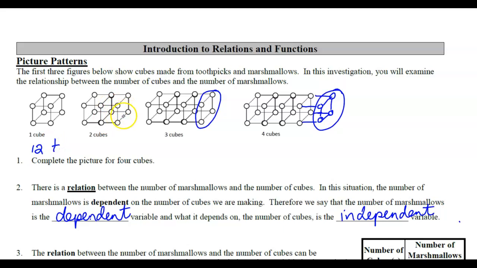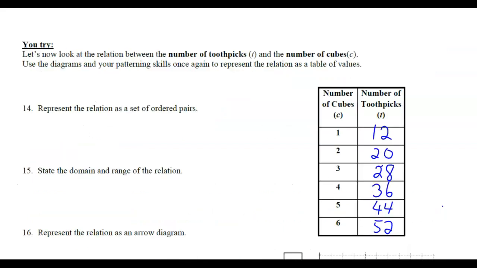Then if you're adding on, you're adding 1, 2, 3, 4, 5, 6, 7, 8. So this has 20 toothpicks. So you fill in that chart based on that diagram, the relation as a table of values. So as a set of ordered pairs, you need the squiggly brackets, round brackets for each set.